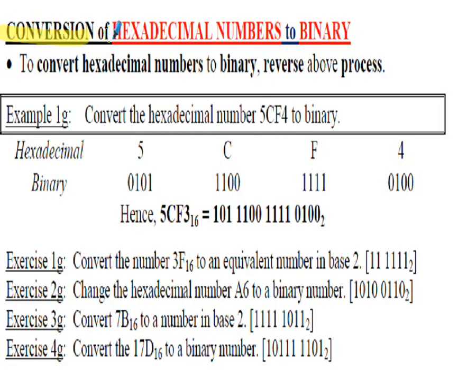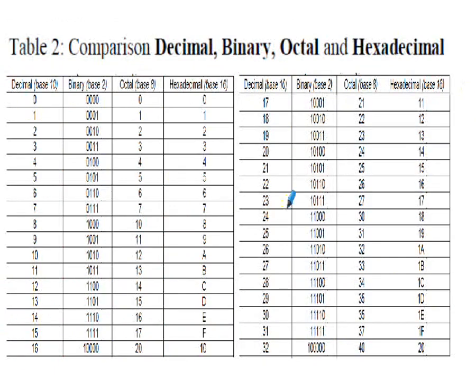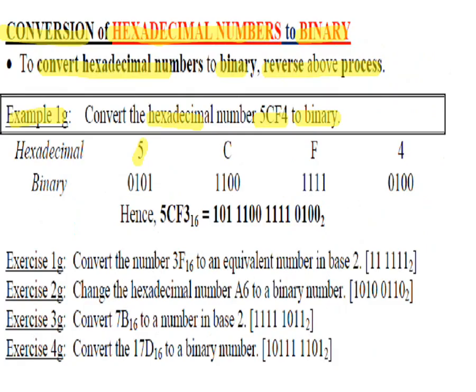The conversion of hexadecimal numbers to binary numbers. To convert from hex to binary, we simply reverse the process shown on the previous slides. So example 1G, we're asked to convert the hex number 5CF4 to binary. Breaking that down, first of all we take the number 5 in the hex system, we go to our table 2, look up 5 in hex and read off in the binary column 0101. So we write down 0101 for the 5.